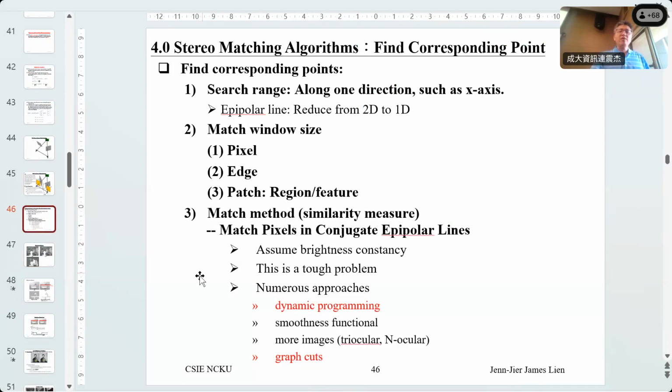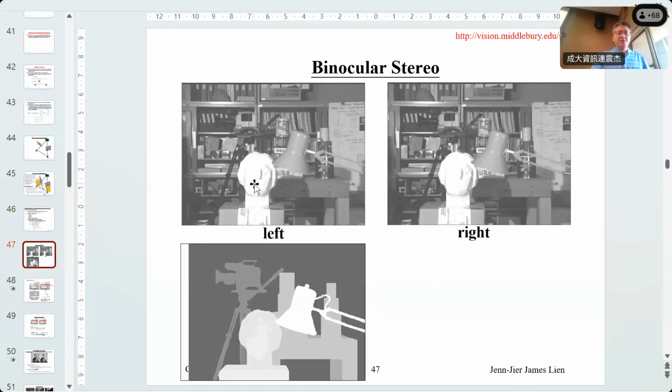So after you find the epipolar line, okay, how can we find the corresponding point? Here the matching methods, there are different kinds of methods. Some is dynamic programming, some is graph cut. They are famous. 这两个还蛮有名的。So, suppose we have stereo here, and this is the ground truth of disparity, because our purpose is to try to find disparity.